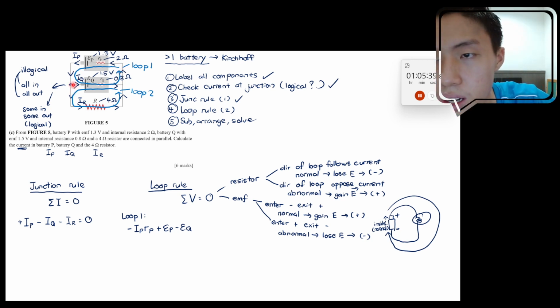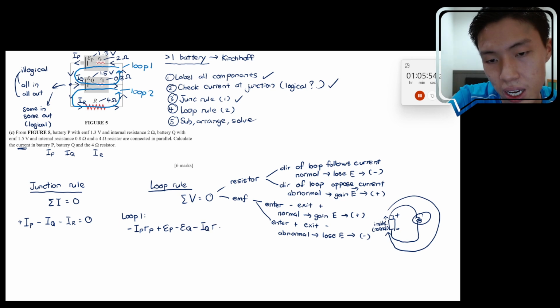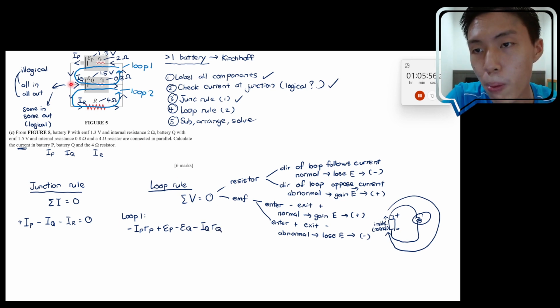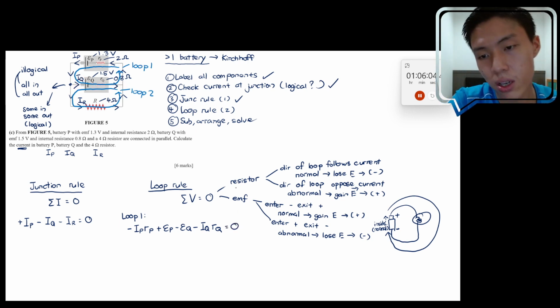Okay. Current going to the right. Loop also going to the right. So that means that it's following the direction of current. So following direction of current, that's normal. Lose energy, negative. Negative IQ RQ. Why IQ RQ? Because the whole path from this junction to this junction, this whole path here, it's IQ, going from left to right. Okay, equals to 0. Okay, so that's loop 1.